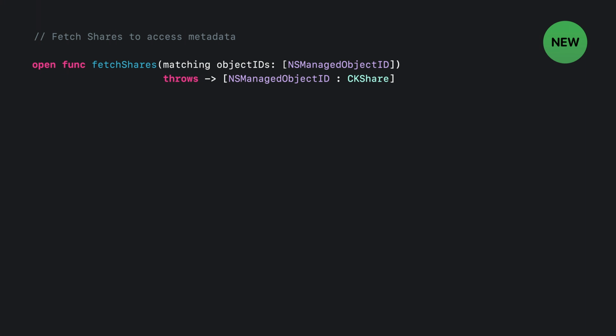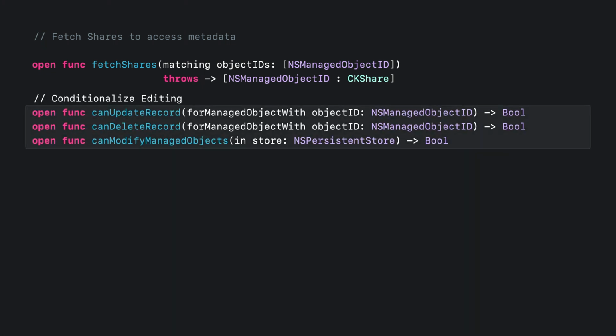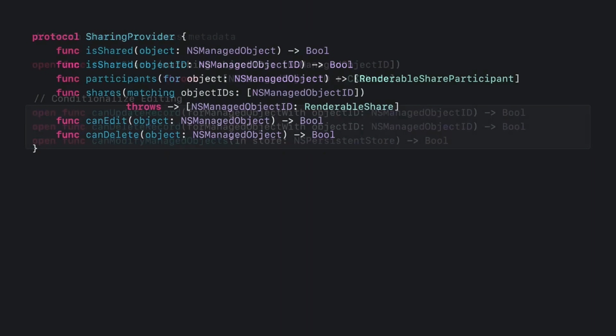NSPersistentCloudKitContainer includes a number of API methods to align with each of these concerns. fetchShares(matching objectIDs) is new in iOS 15 and allows me to get the CKShare for a specific post. But these three methods for conditionalizing editing were introduced alongside our public database support at WWDC in 2020. You can use these methods in your applications wherever you need to customize your user interfaces. But in my application, I took a slightly different approach.